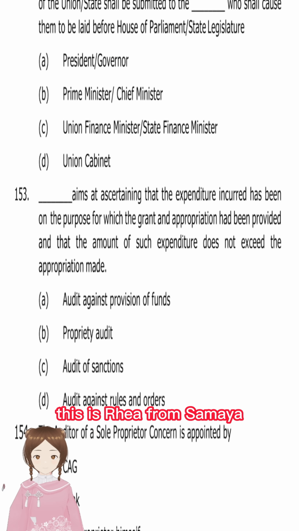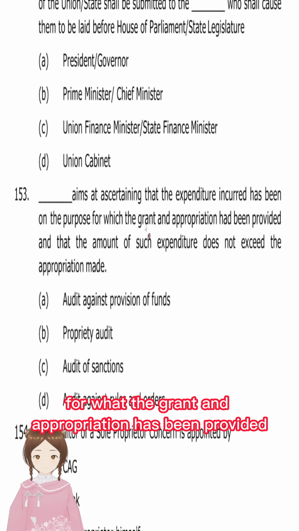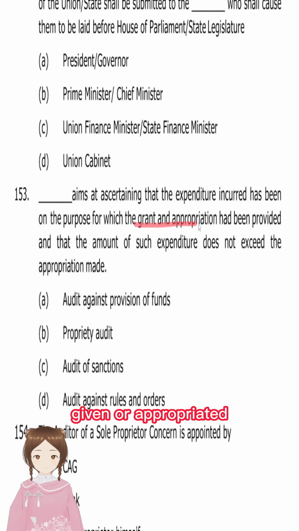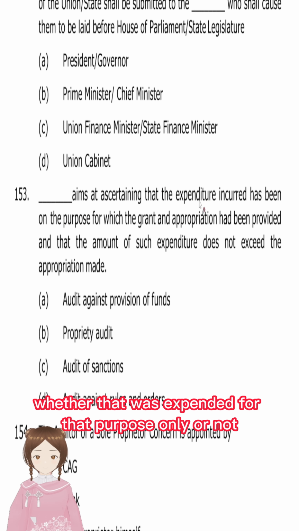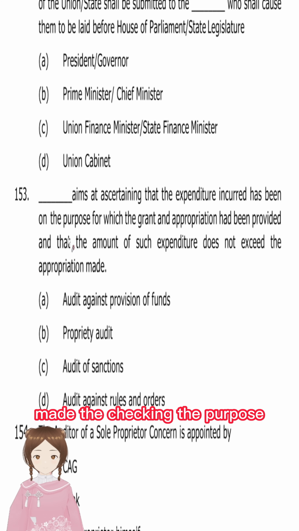Hey Samfam, this is Shreya from Samaya, MCQ 153 CA Inter. Which aims at ascertaining that the expenditure incurred has been on the purpose for which the grant and appropriation has been provided? That is, they're checking the purpose for which it has been given or appropriated, whether that was expended for that purpose only or not, and that the amount does not exceed the appropriation made. They're checking the purpose and the limit with regard to a fund that was given as a grant.